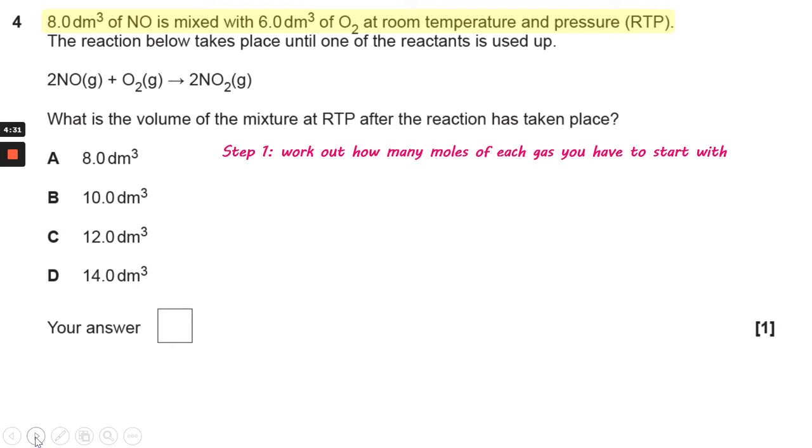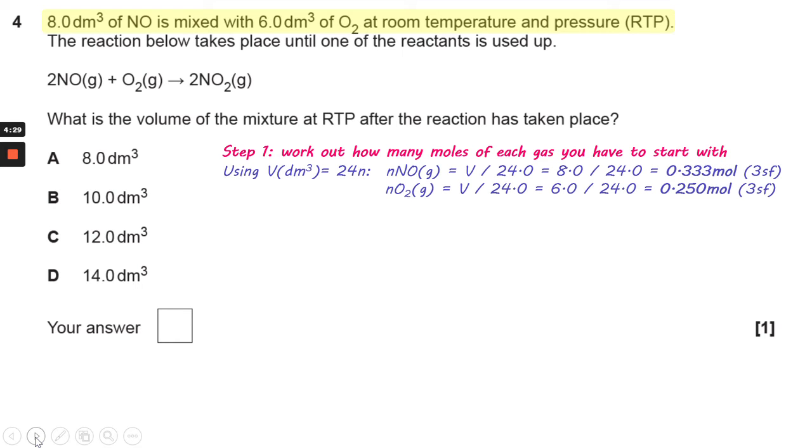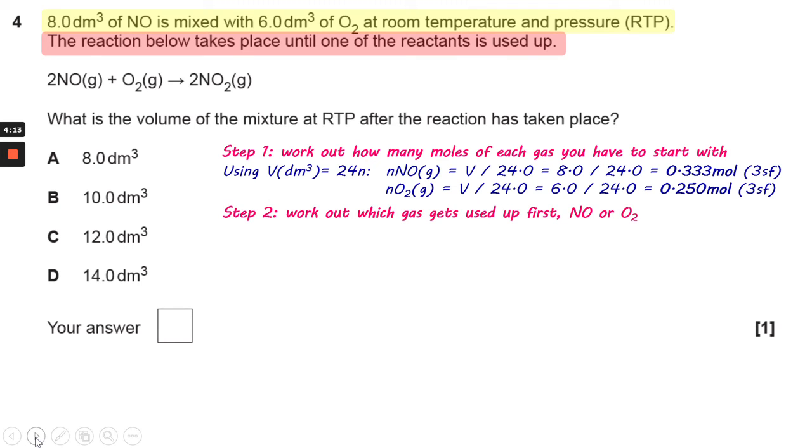So the first thing is to work out how many moles of each gas you have to start with, and using V equals 24N you get 0.333 moles of NO and 0.250 moles of oxygen. Then it says the reaction takes place until one of the reactants is used up, so that suggests there's a limiting reagent involved. So you need to work out which reactant gets used up first. Is it nitrogen monoxide or oxygen?